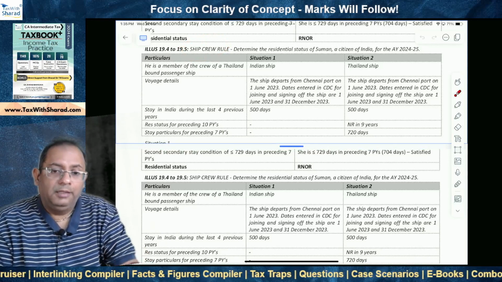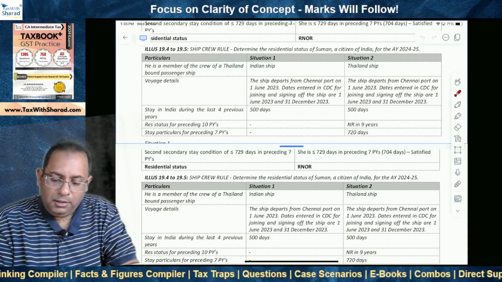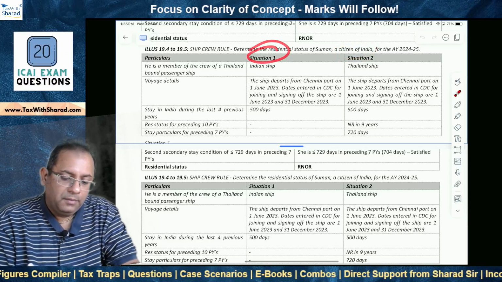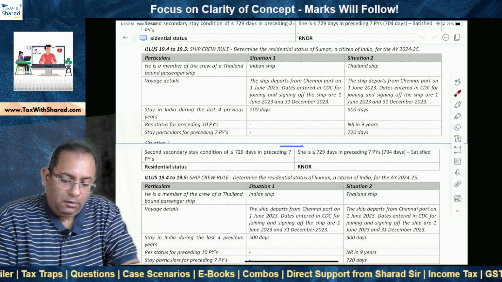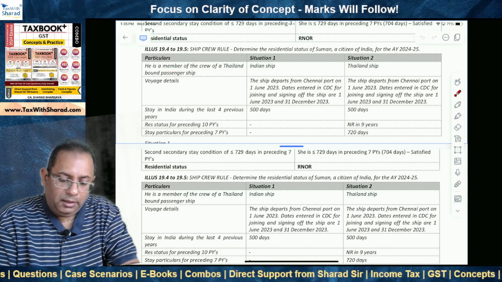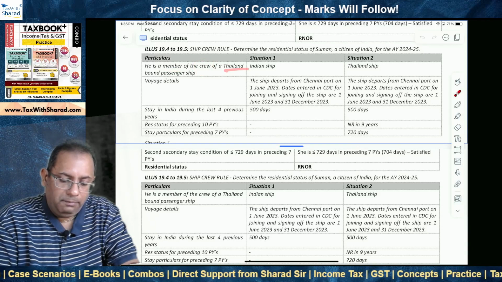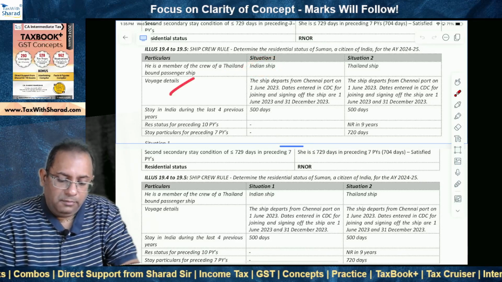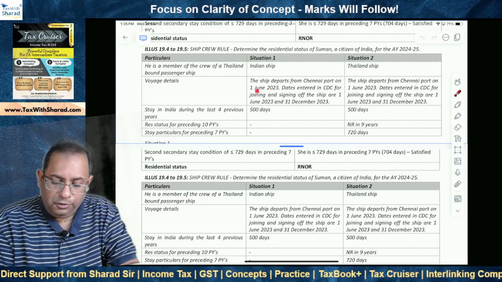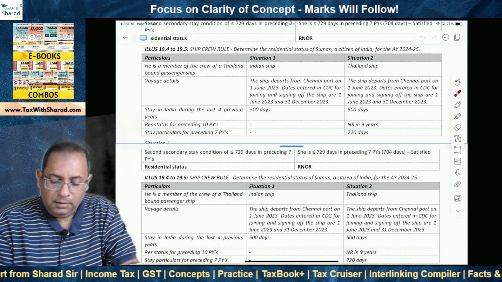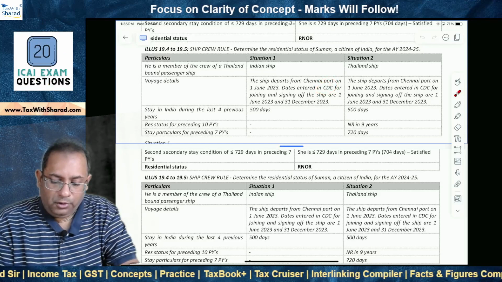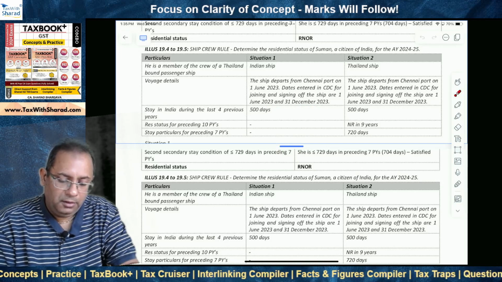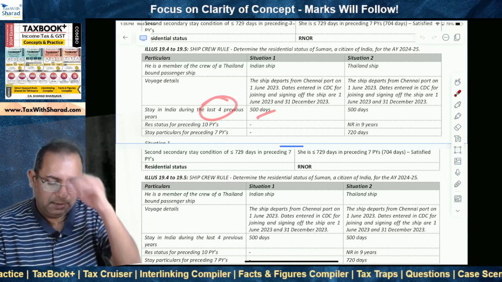Now we will look at how to apply the ship crew rule. Determine the residential status of Suman. He is a citizen of India for AY 24-25. Situation 1: he is a member of the crew of a Thailand bound passenger ship, and it is an Indian ship. Voyage details: the ship departs from Chennai port on 1st June 23. Dates entered in the Continuous Discharge Certificate (CDC) for joining and signing off the ship are 1st June 23 and 31st December 23. Stay in India during the last 4 previous years is 500 days.